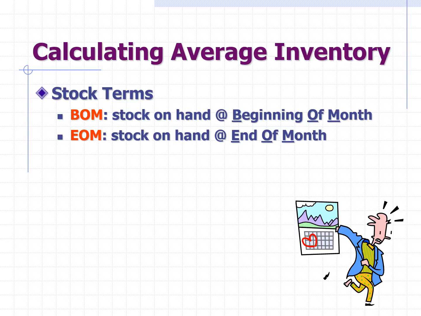The BOM means the level of stock or inventory on hand at the beginning of the month. So for each month, you're going to have a BOM, like the beginning of month stock, right? And EOM is the end of month, so the stock level at the end of the month, okay? So for every month, you're going to have a BOM and an EOM figure.